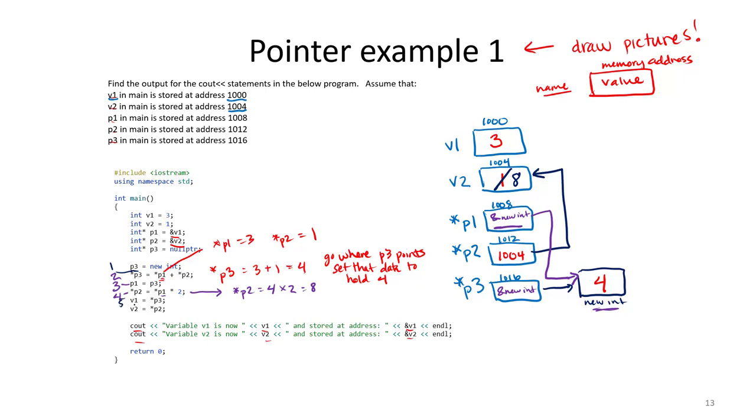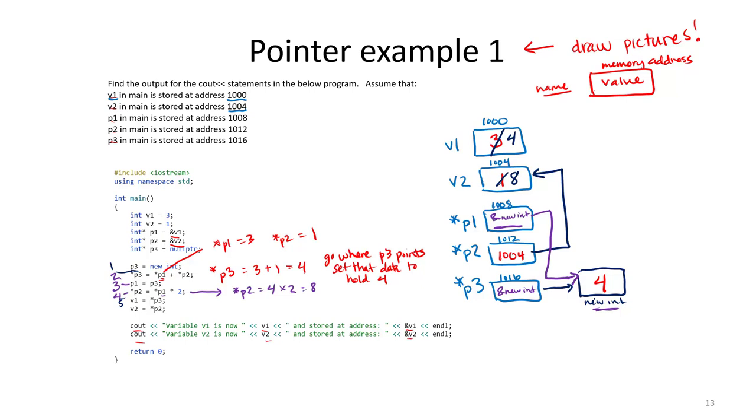Lastly, in our line 5, we have V1 equals asterisk P3. So V1 is currently initialized to 3, but we want to change V1 to hold the value that P3 points at. So this is going to change to 4.